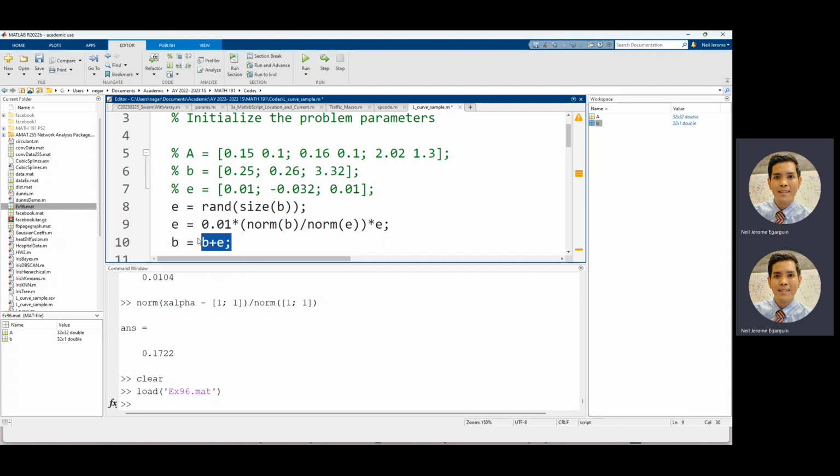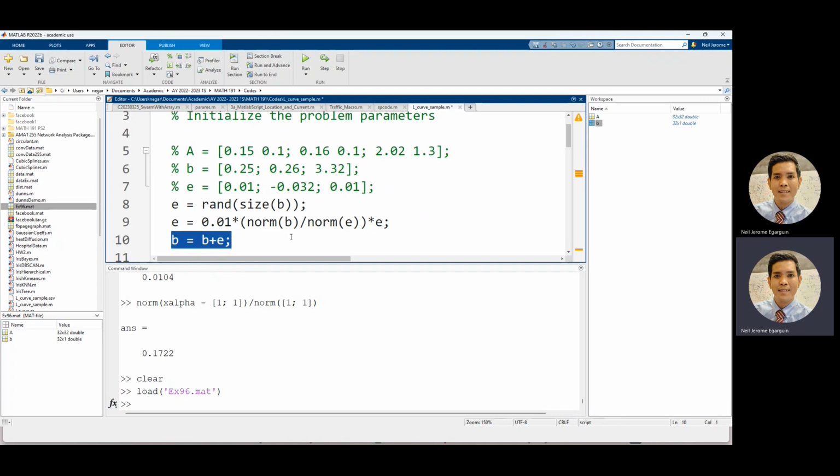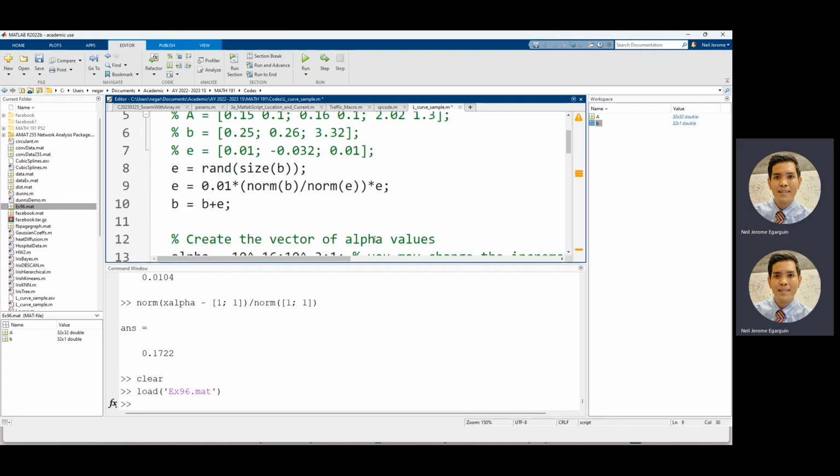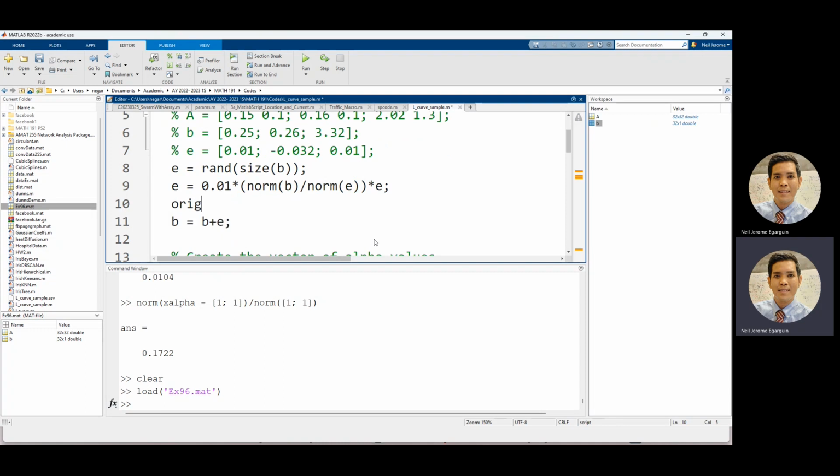And then line number 10 will update the right-hand side vector that will be fed into our computing software as B plus epsilon. Maybe I should add here a variable orig b, to stand for original b, so that I can store the original b value that represents perfect data, right?